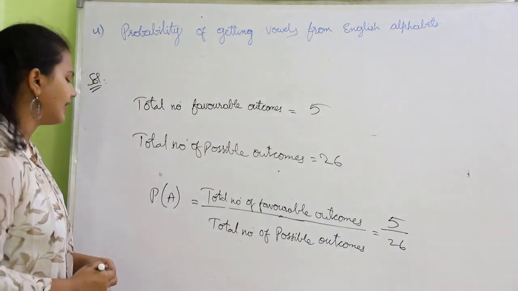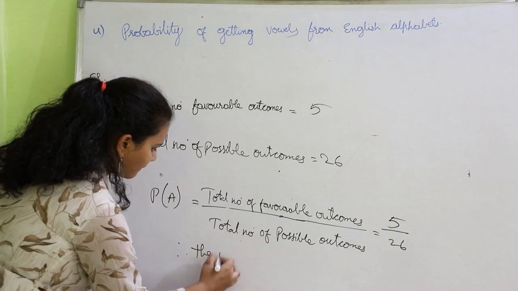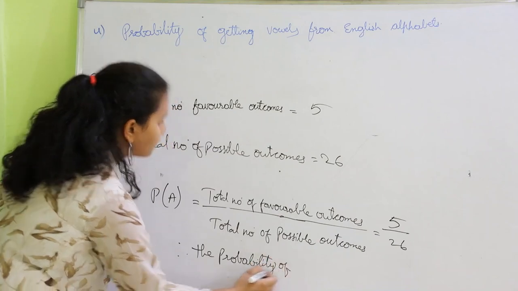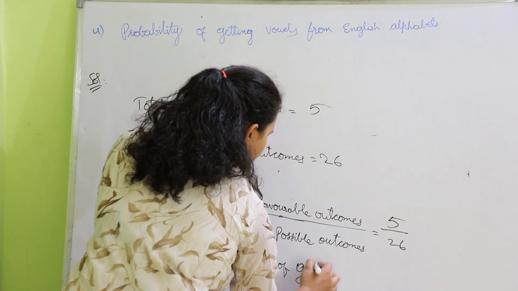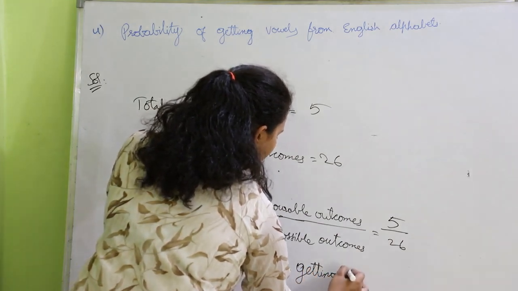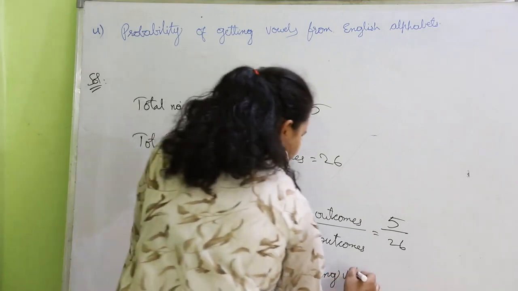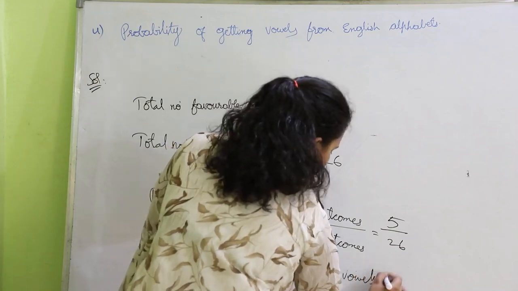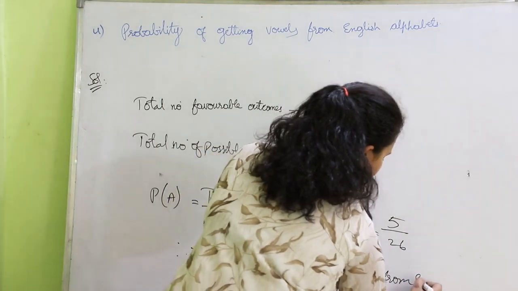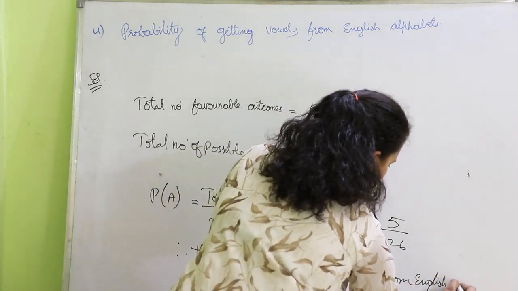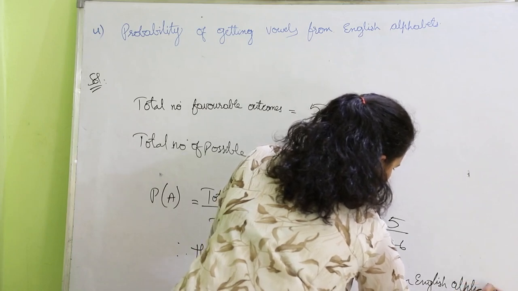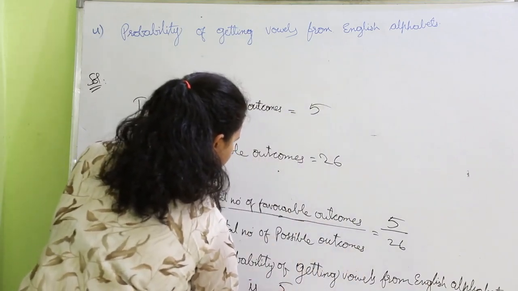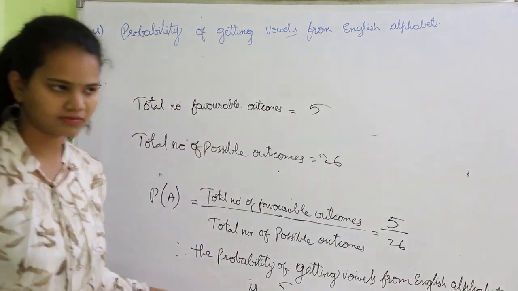Therefore, the probability of getting a vowel from the English alphabet is 5 by 26. Okay, so this is what it is. Thank you. Now the fifth one.